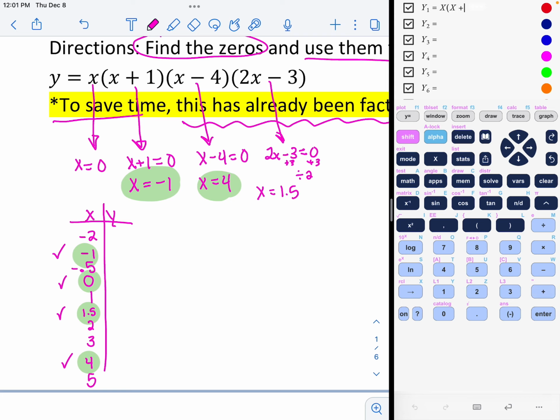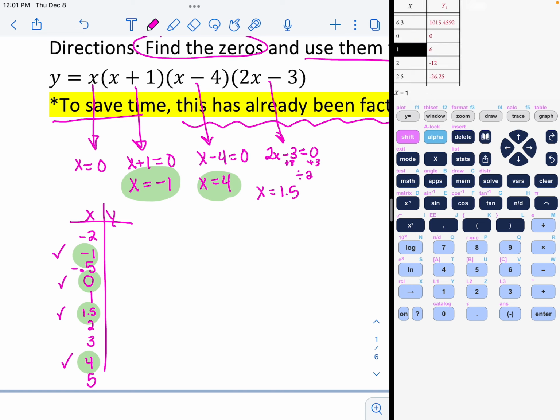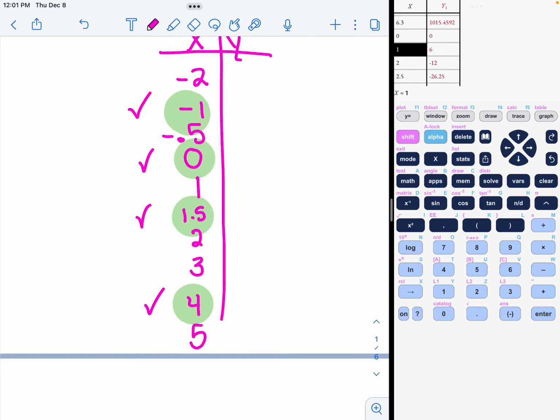You're more than welcome, obviously, anytime to pause the video and go through and make sure that you are following along. Okay, I think I got them all in there. At least I hope I got them all in there. Plus 1, minus 4, 2x minus 3. And now I'm going to hit Shift and Table and type in my x's so I can plug them in quickly. You can plug them in by hand, by all means.